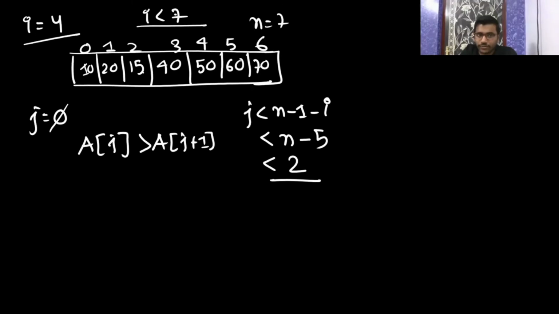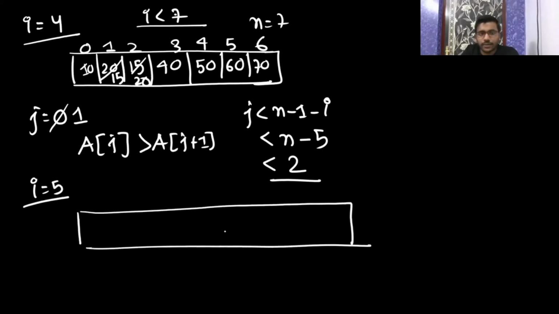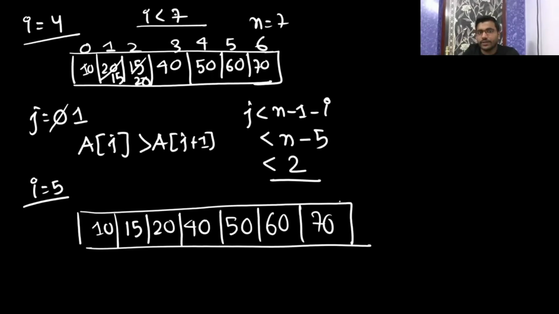20 is greater? Yes, 20 is greater. So j will increment to 1, smaller than 2, yes, it's greater. So it will go to 15 and 20. So i will be 5, and then it will look like 10, then 15, then 20, then 40, then 50, then 60, then 70. So i is now here again smaller than 7, and now j will again start.